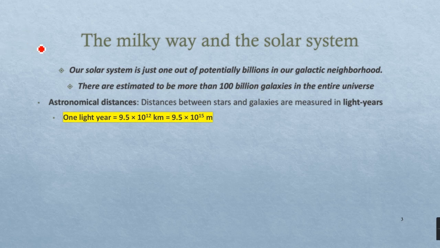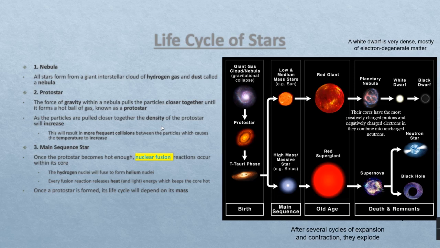So our solar system is not the only solar system existing in the galaxies. There are potentially billions in different galaxies, and we estimate that there are more than 100 billion galaxies in the entire universe. The distances between stars and galaxies measured from Earth is measured in light years, as they are quite far from us, and 1 light year is approximately 9.5 × 10^12 kilometers.